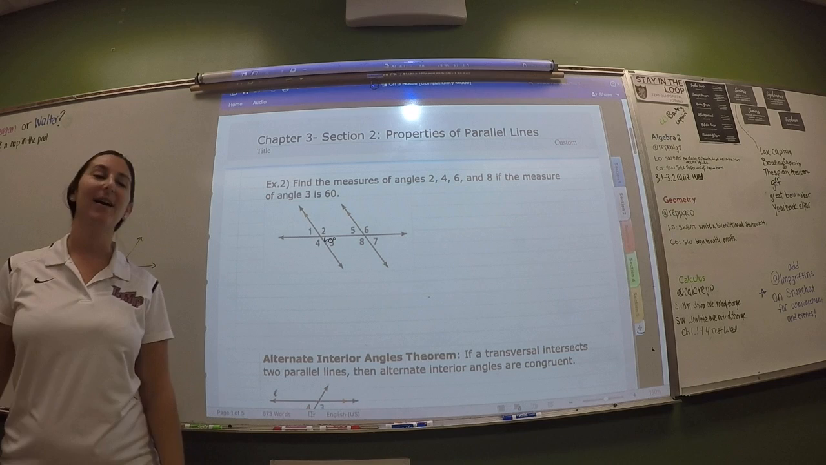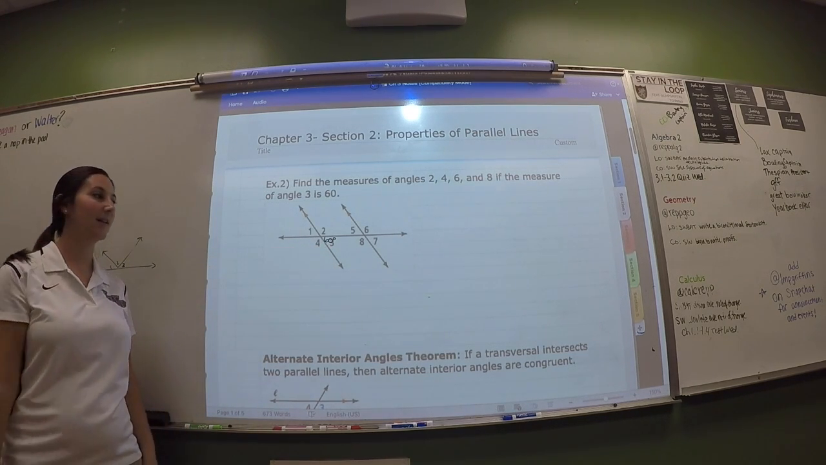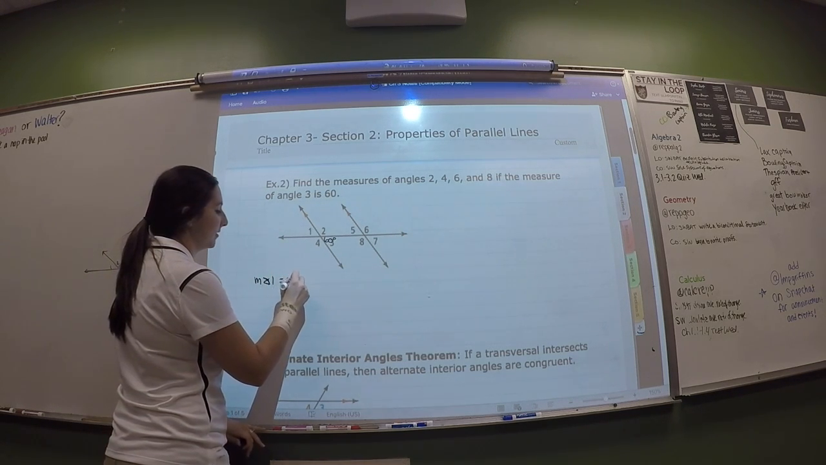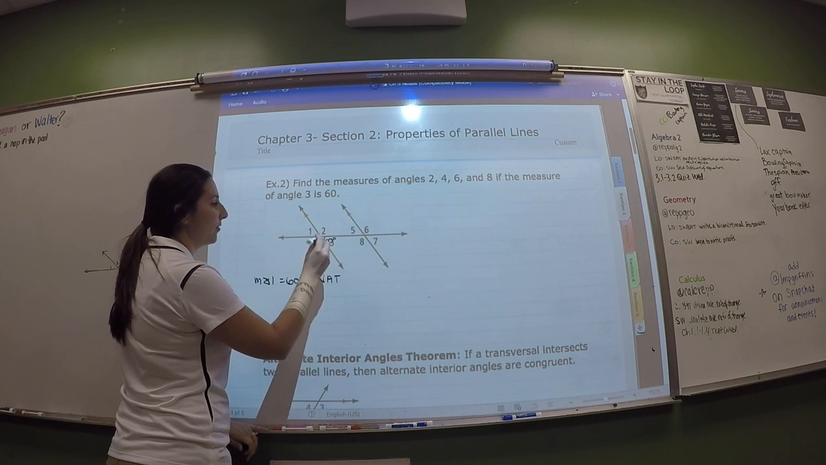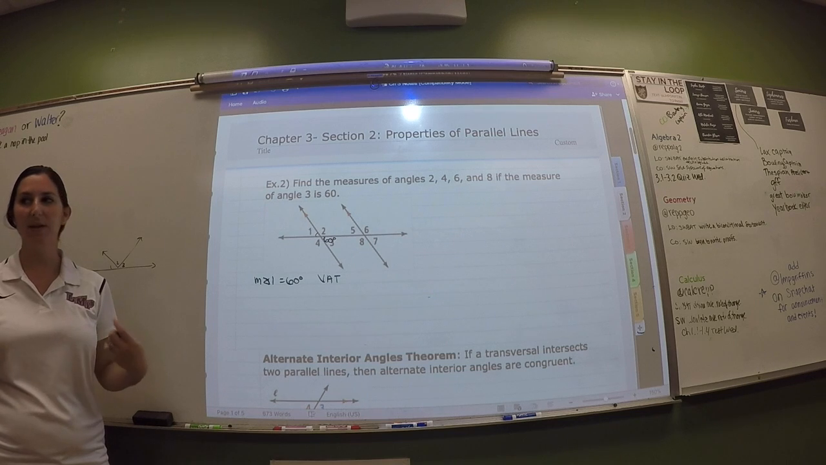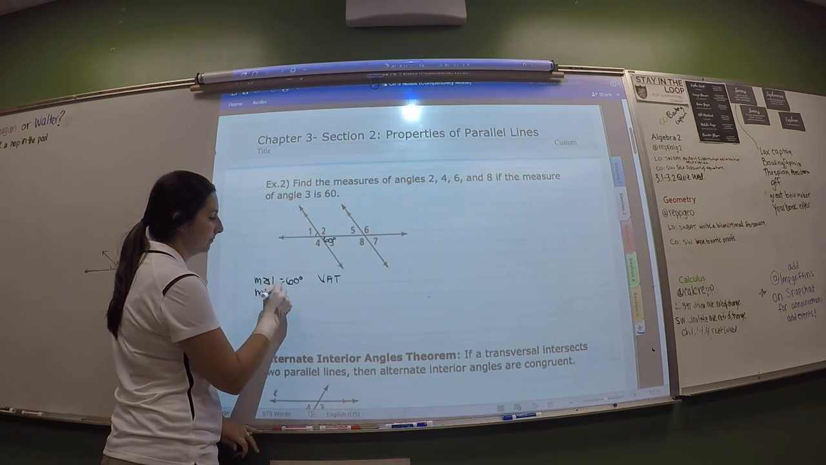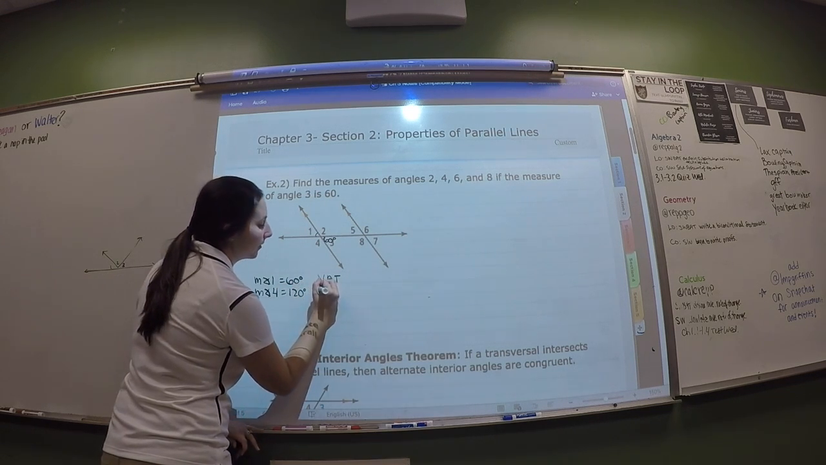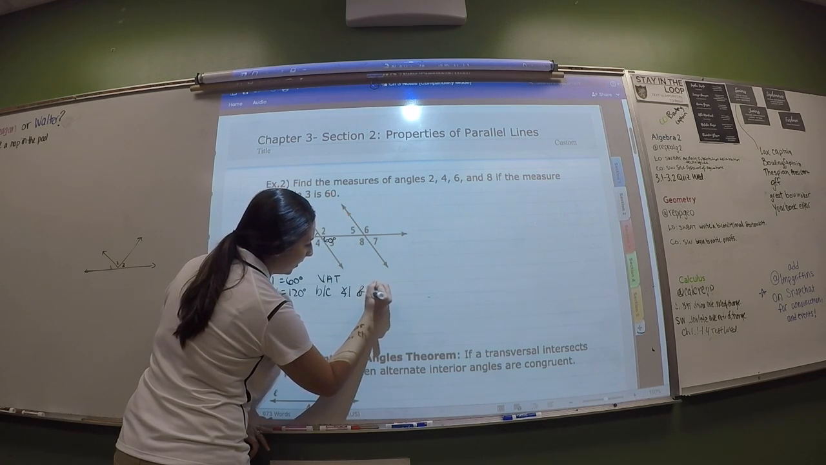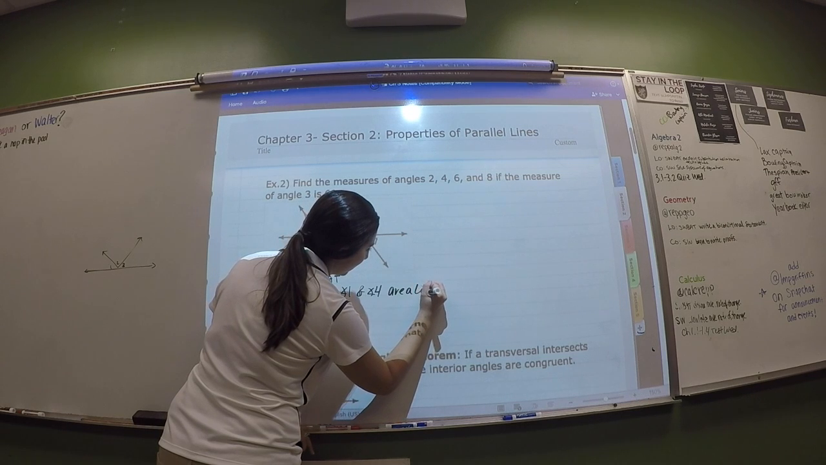Alright, if this is 60, find something else. Eric: Angle 1 is 60. Okay, why? Vertical angle theorem. Perfect. These are vertical angles, right? Alright, give me something else. Angle 4 is 120 because angle 1 and angle 4 are a linear pair.